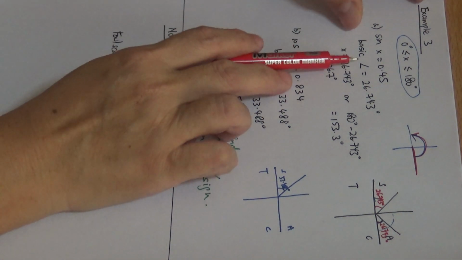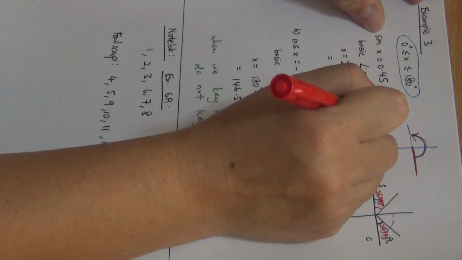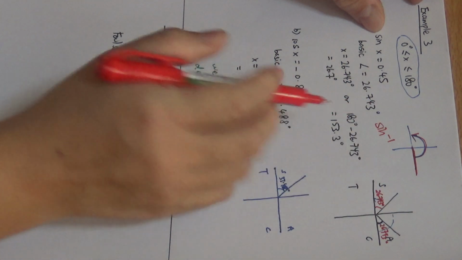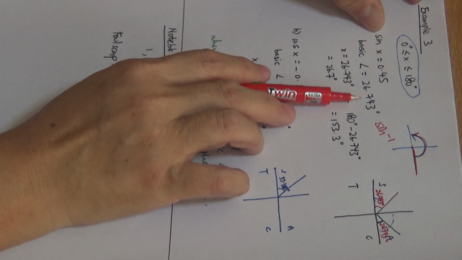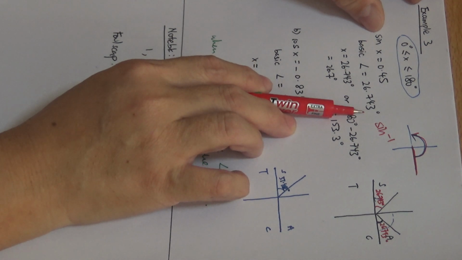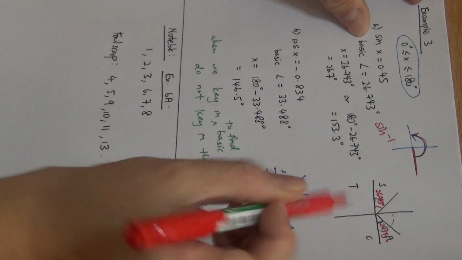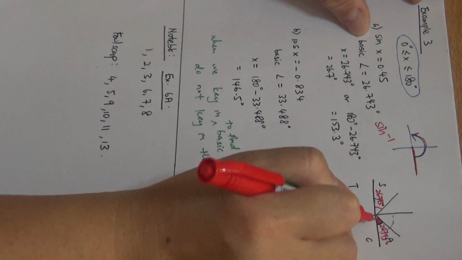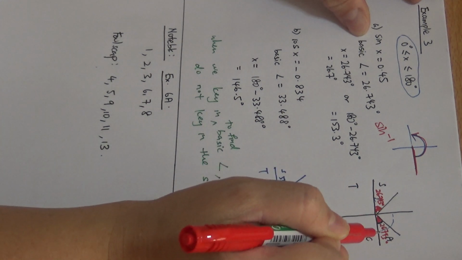Now when you are given this and you want to find the angle, you must remember to press sine inverse to give you the angle. This is done in set 2. Don't forget, the answer is to 3 decimal places, truncate. So the basic angle is 26.743. That means the basic angle here is 26.743, and the basic angle here is 26.743.